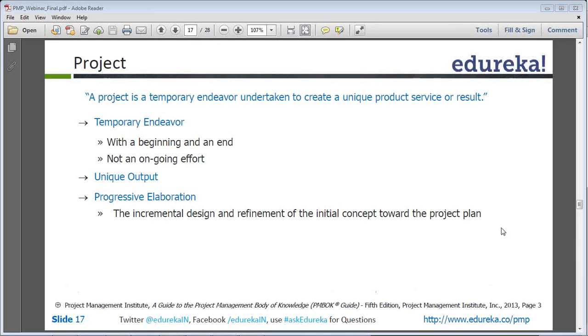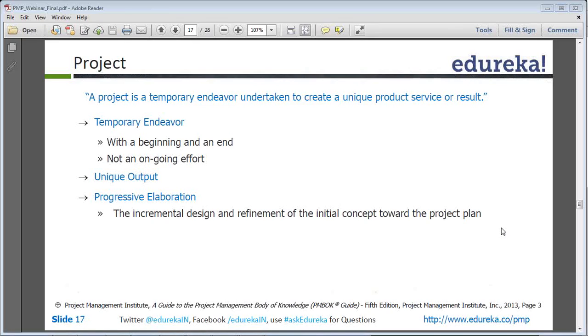That means that, say you have to do a software implementation. It means you will start on a particular date and you will end on a particular date, as opposed to supporting a software application for over the year or more than 1 year. That is operations. But for a project to be a project, it has to have a start date and an end date. And it should create a unique product, like a specific customized software for the client, or a specific implementation of an ERP for a client. All these have to be unique.